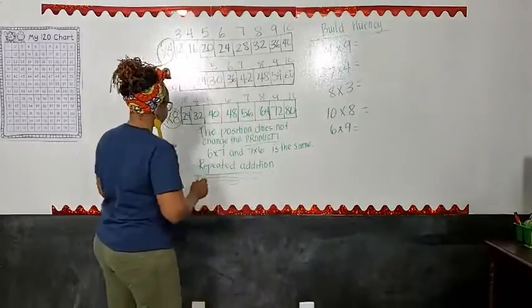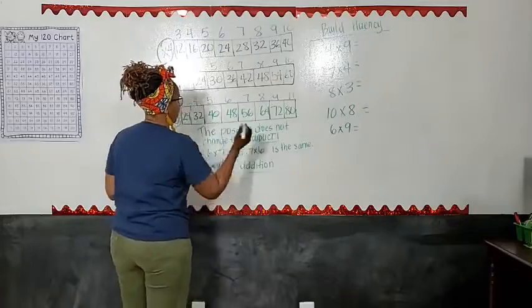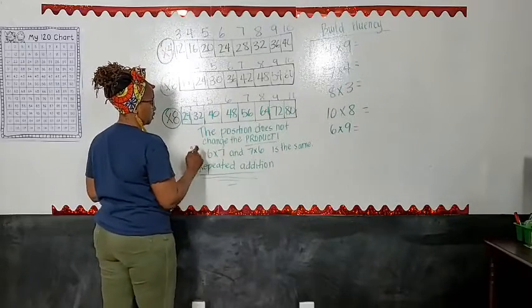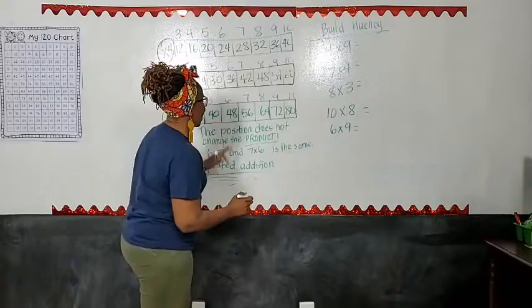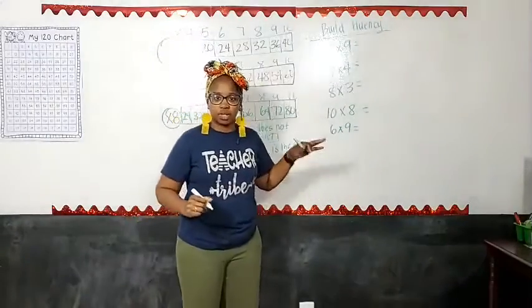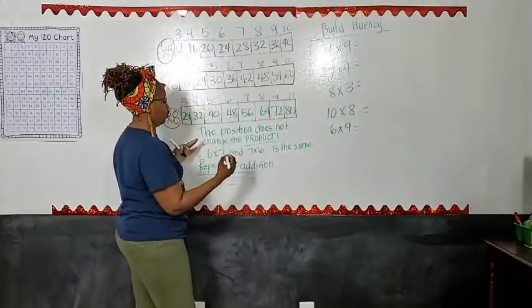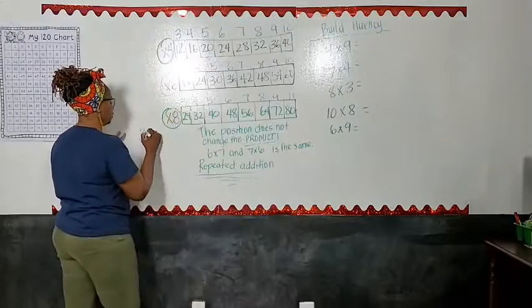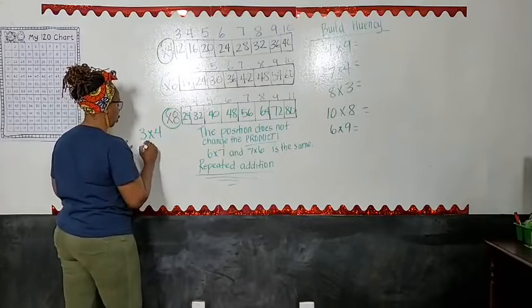Okay? So, one thing we have to talk about when we talk about multiplication, the position does not change the product. Okay? A lot of times they get confused if it's 3 times 4 and 4 times 3.